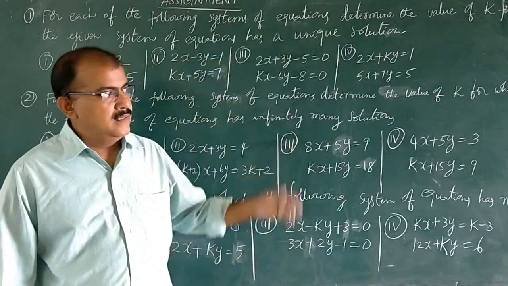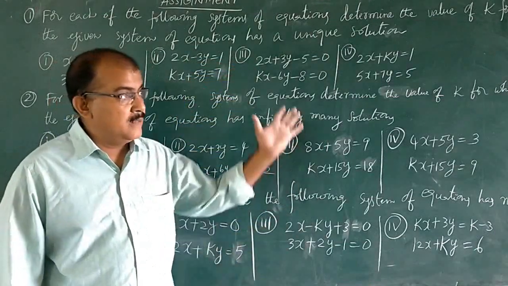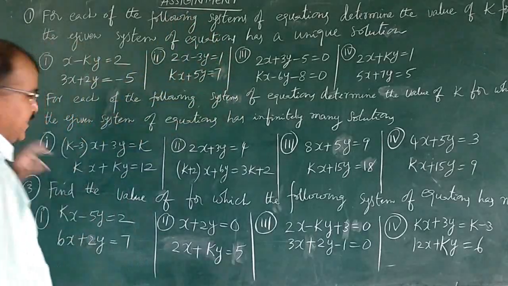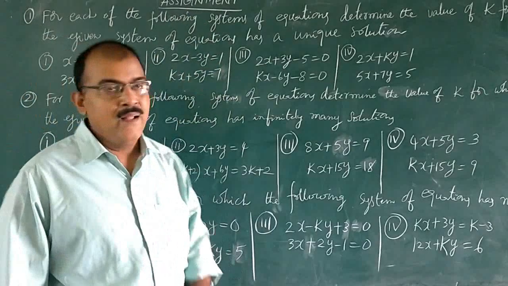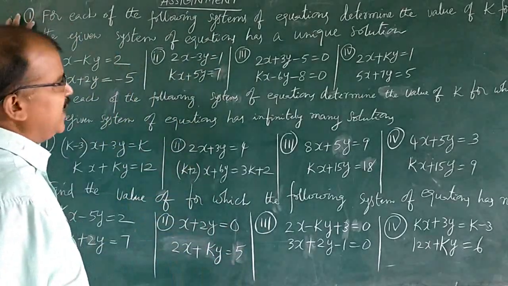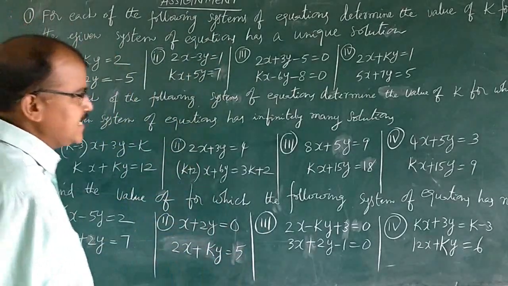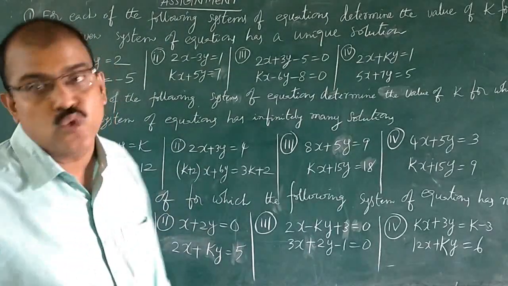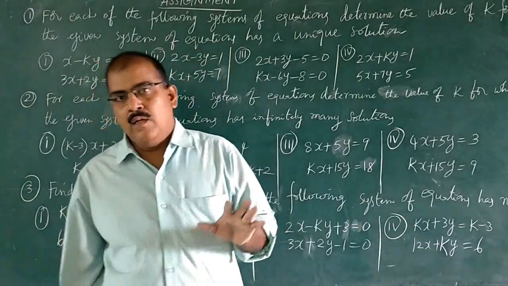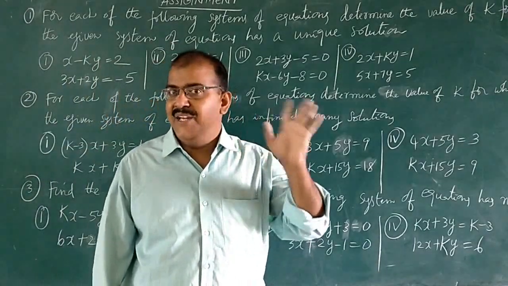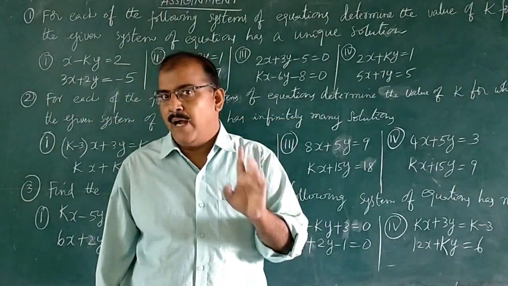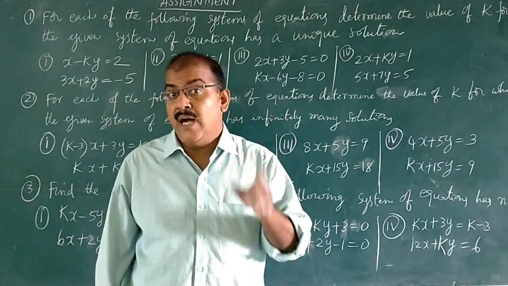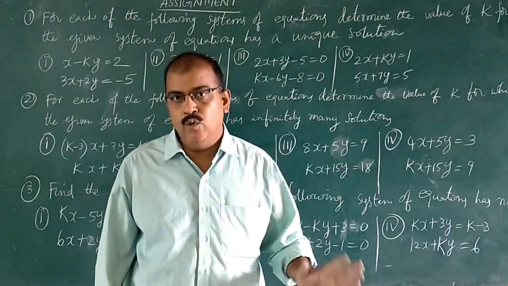Okay, now it is time for assignment. Here, three sums are given. The first sum is based on unique solution, the second on infinitely many solutions, and the third on no solution. All of you learn the three algebraic conditions, do the sums properly, find the unknown values and send them to your class teacher. Okay, thank you very much.